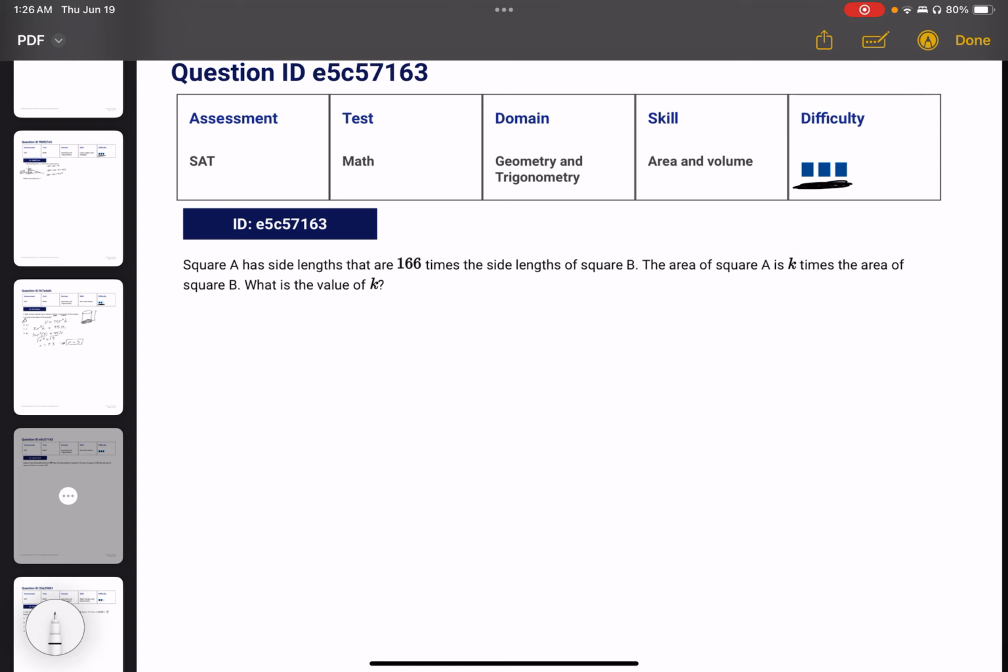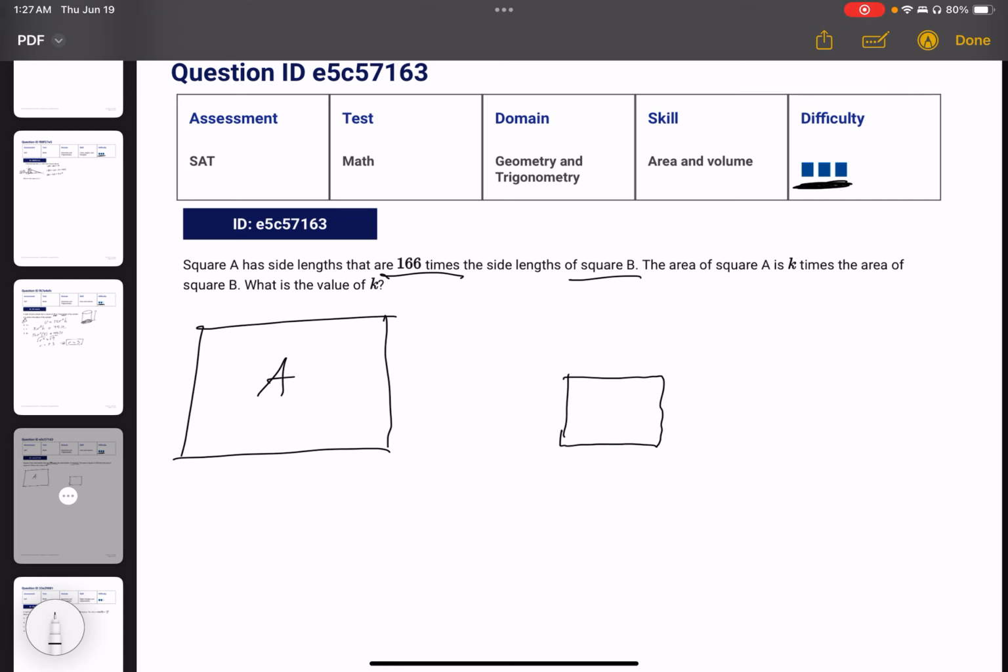Square A has side lengths that are 166 times the side lengths of square B. The area of square A is k times the area of square B. What is the value of k? Okay, so we're going to draw our square A, and we know that square B is much smaller. These are obviously not to scale, and they're not very well drawn, but bear with me. So we know that, let's say these sides are x each. I'm not going to write it for every single side, but you get it. And then these are 166x.